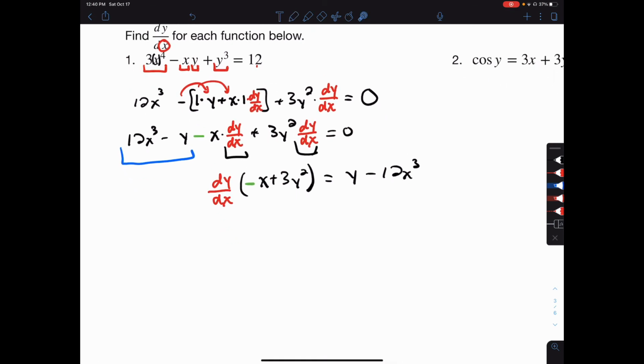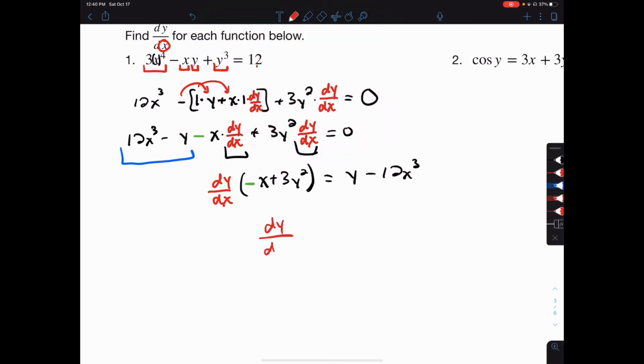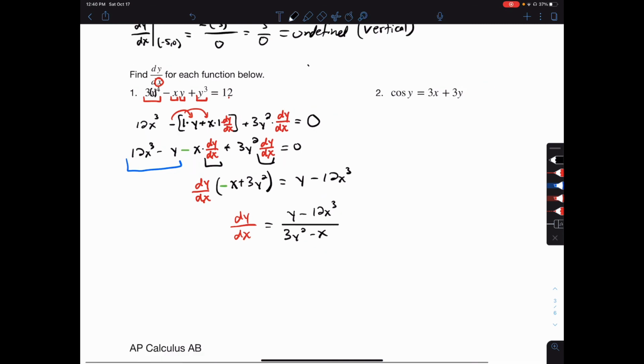To get dy over dx by itself, I'm going to divide both sides by this monstrosity. And I prefer my leading term to be positive. So I'm just going to choose to rewrite when I divide both sides by this as 3y squared minus x. You would not have to do that. We found dy over dx, the derivative with respect to x. So if we were supposed to evaluate this, we'd have to know an x and a y value to be able to do that. Let's check out number 2.